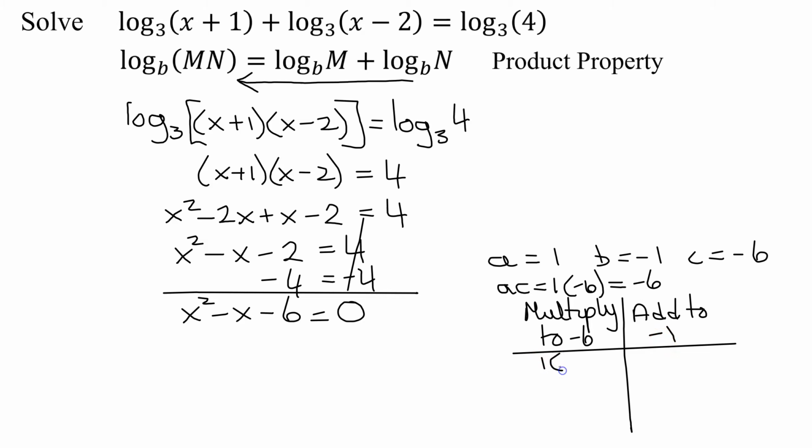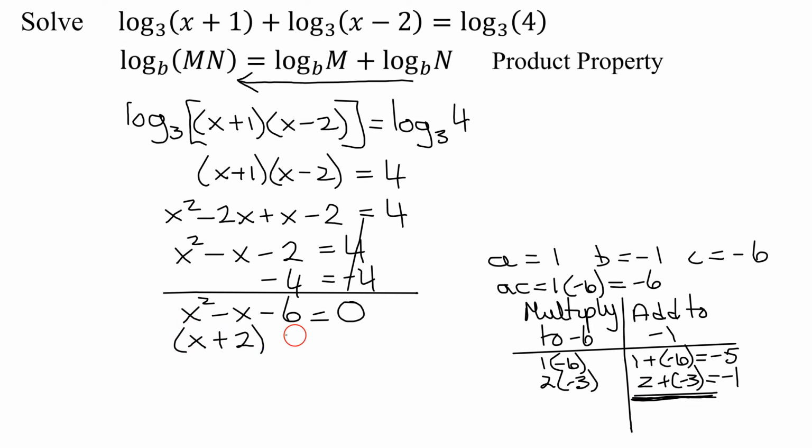So I'm going to try 1 and -6. Those multiply to -6. 1 plus -6 adds to -5. Not what I want. 2 and -3. What's 2 plus -3? -1. That's what I want. So these are my factors. Since a was equal to 1, I don't have to split the middle term down. So I'm just going to have x plus 2 times x minus 3 equals 0.